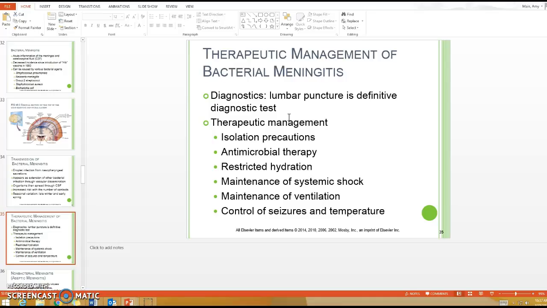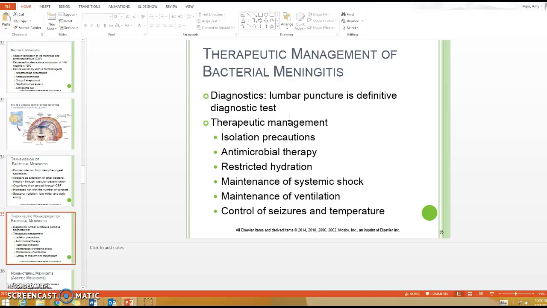You want to restrict hydration, and I know that goes against everything we've taught you about keeping them hydrated, but in this instance, a big risk for these patients, the child with bacterial meningitis, is they're having inflammation of the meninges, and the meninges, when you become irritated, create more mucus, more output, and it creates pressure. It creates intracranial pressure, so you want to be very careful about overhydrating and increasing that intracranial pressure.